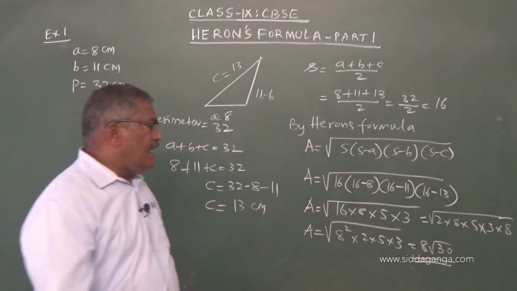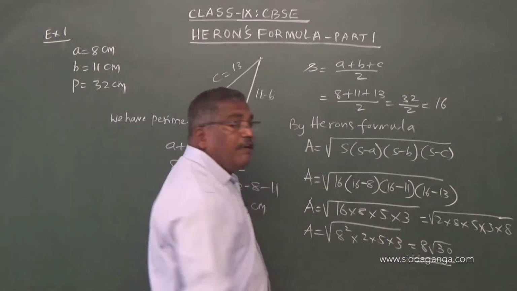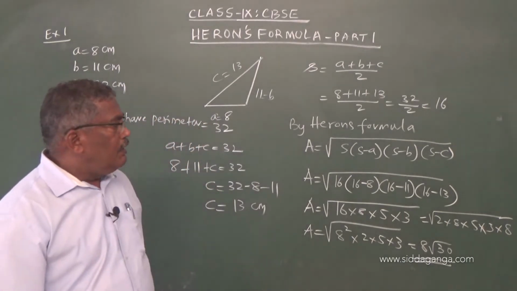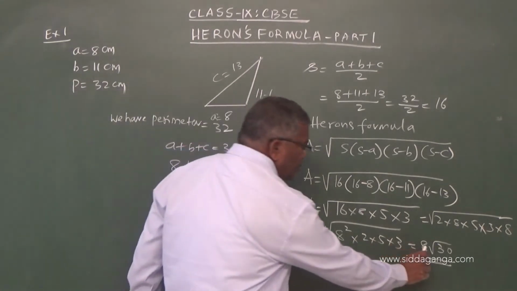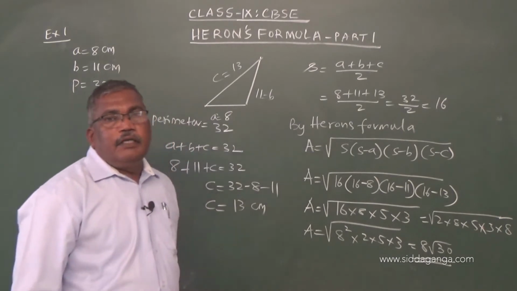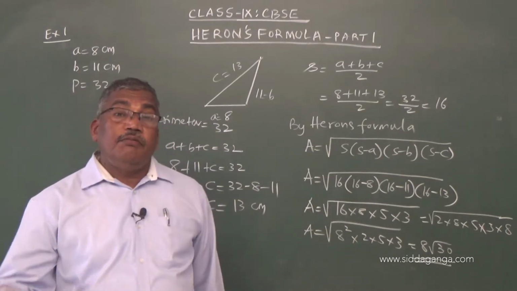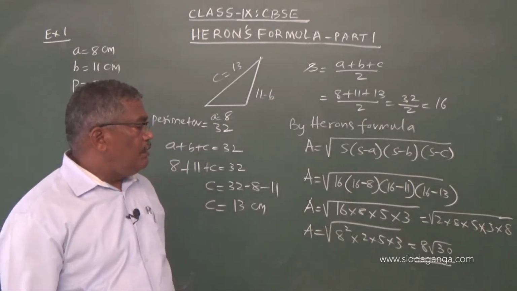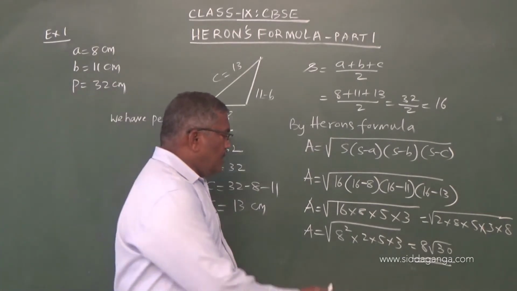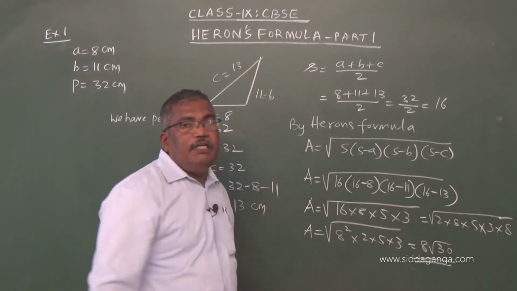You can even calculate the square root and find the final answer and keep it, no problem. You need not put the answer in this fashion only. Calculate the square root of 30. You know how to find the square root. So you can multiply this, find the square root and keep the answer.